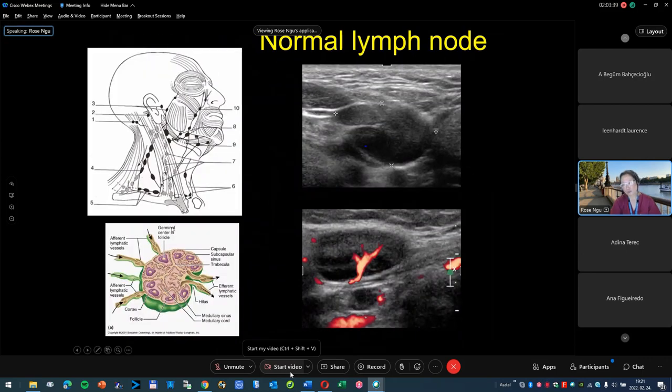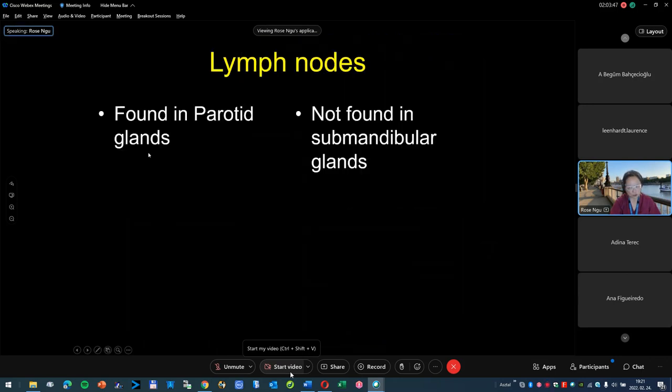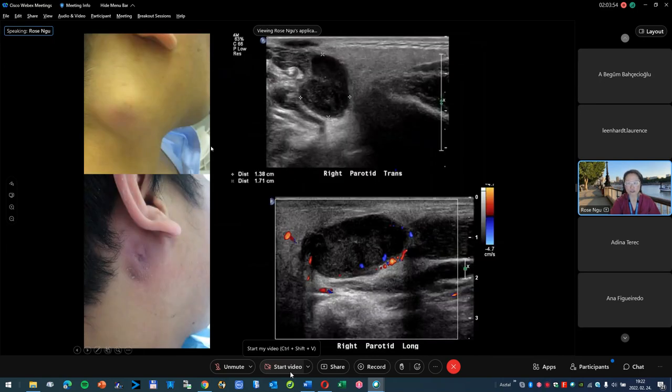Lawrence has beautifully described the lymph node. It should be oval in shape with a hilum. And guess what? In the parotid gland, there are lymph nodes to be found. There are no lymph nodes in the sublingual gland. So whatever pathology is in the lymph nodes, this can come to the parotid gland.